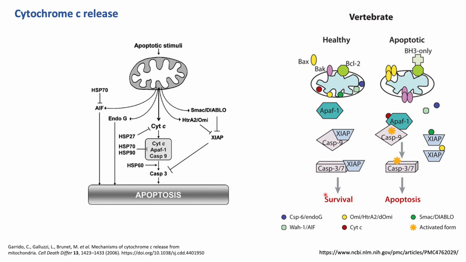It also releases SMAC/DIABLO, Endo G, AIF, and OMI/HTRA2. All these are apoptotic factors that are released from the mitochondria. The cytosolic cytochrome C that has been released from the mitochondria then binds to APAF1 to induce the formation of apoptosomes, leading to caspase 9 and caspase 3 and 7 activation.